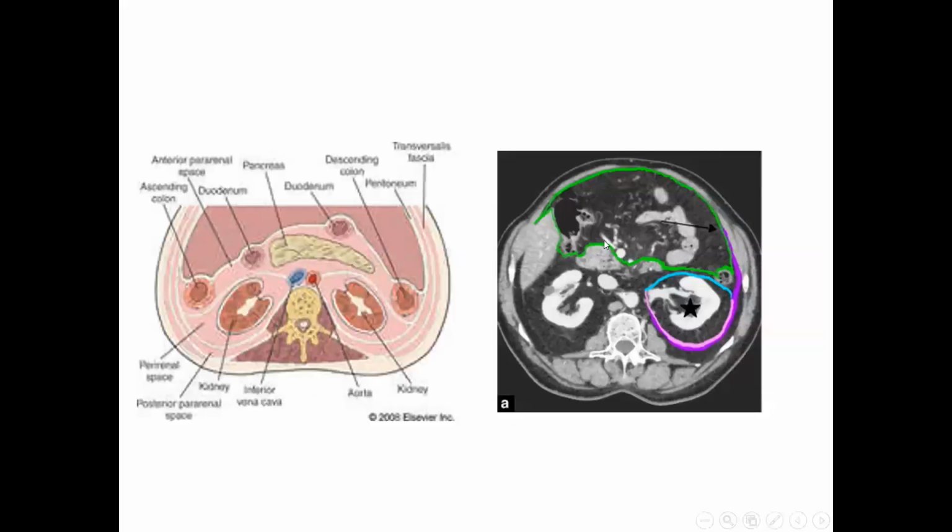Now let's see how these fascias look. Here I've drawn it for you. The anterior one, the blue one, is Gerota's fascia. The posterior one is the Zuckerkandl fascia. This one is the lateral conal fascia. You don't need to remember the names. Just remember these are perinephric fascias.